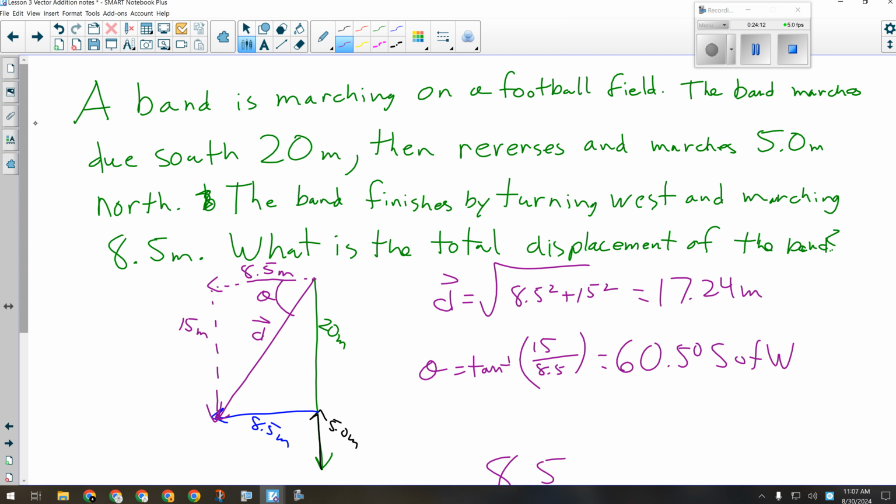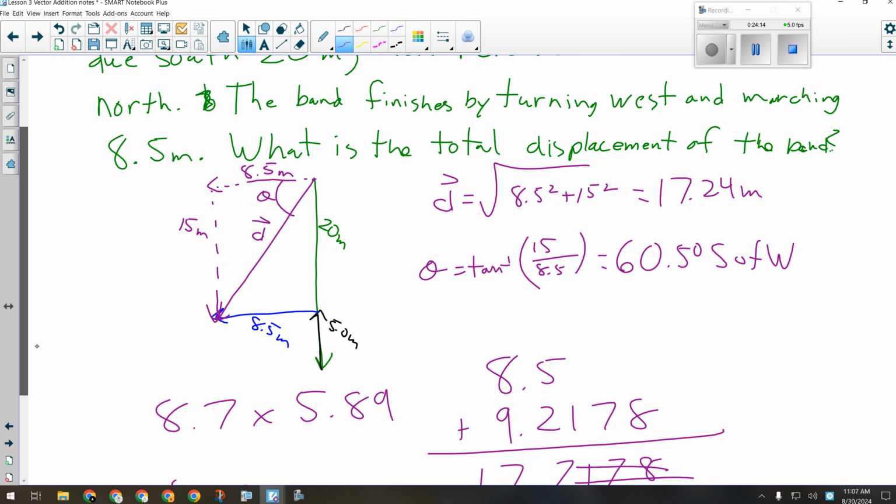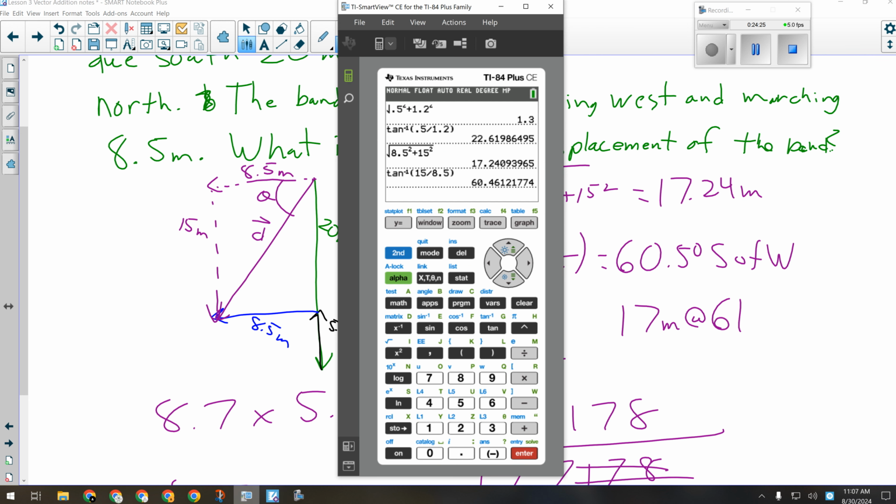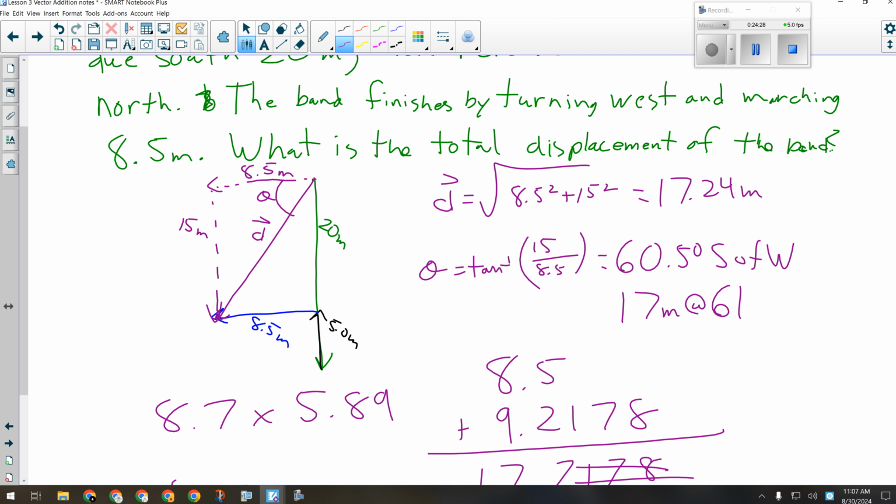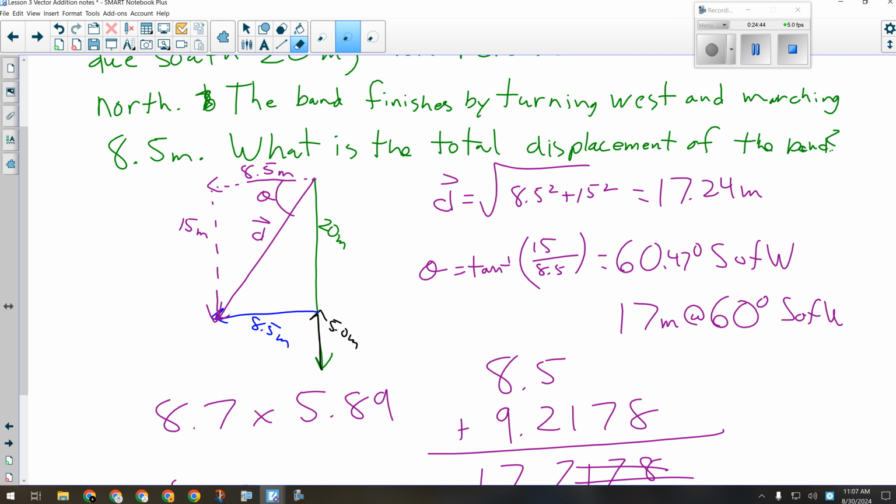Okay? So my final answer here should round out to 17 meters at 61. Actually, this was 60.4. I rounded that up, didn't I? I did. Okay, so it's not going to be 61. Because this was actually 60.47 or 46 or whatever it was. So, okay, if I'm looking at this, the 4 doesn't round the 0 up. 60 degrees south of west. 2 significant digits in my answer. Okay?